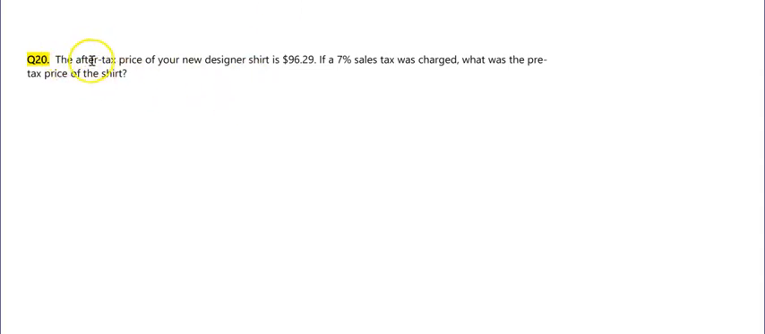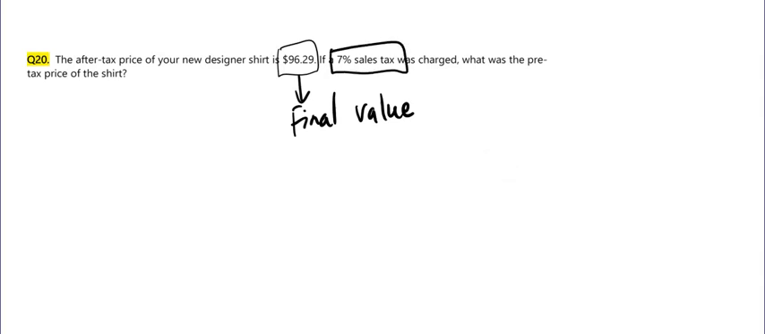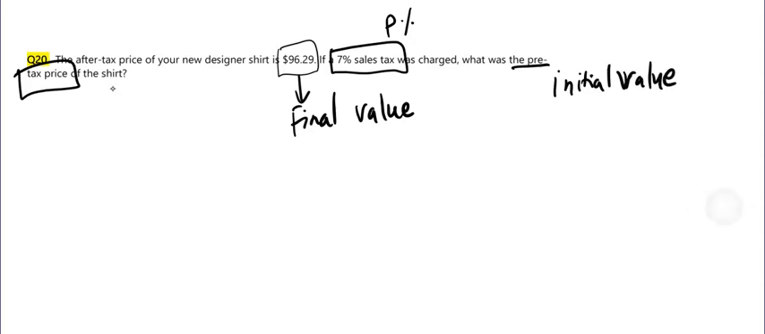The after tax price for your new designer shirt is $96.29. That's the after tax price, so you call this the final price, final value. And the 7% is the percentage. The question is, what was the pre-tax price? The pre-tax price here is the initial value. So you have to find the initial value, given the final value and the percentage.